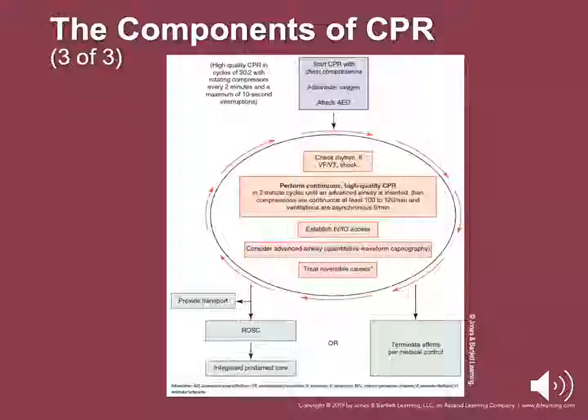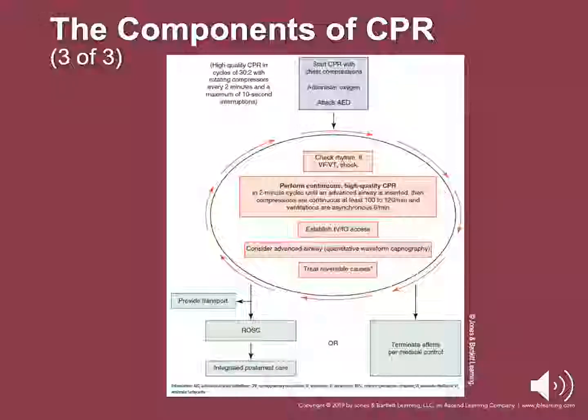So perform continuous high-quality CPR. Your chest compressions are really important, at a rate of 100 to 120 compressions per minute, and assist ventilation every 6 seconds. All right, establish your IV/IO access. Consider an advanced airway. Think about your capnography if possible, either waveform or colorimetric, if you have that available, and treat reversible causes. That's where your 5 H's and 5 T's come in.